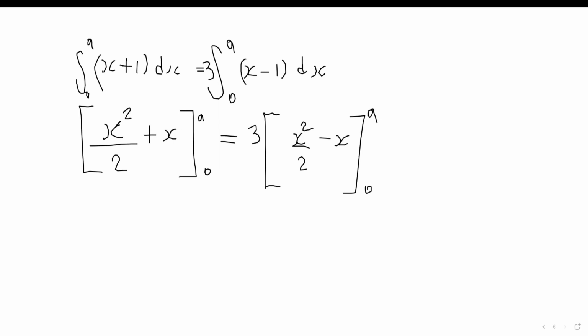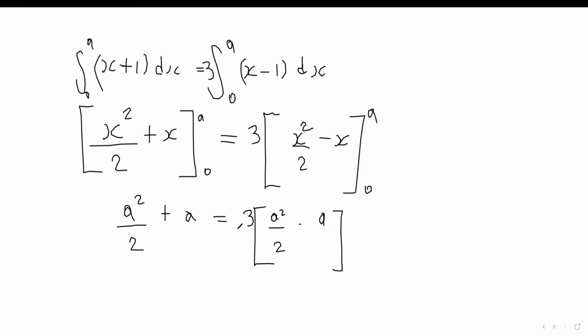Now let's plug in a. Plugging in a, you're going to get a squared over 2 plus a, and that's equal to 3 times, in brackets, when you plug in a on this side, you get a squared over 2 minus a. Now you might say, sir, when you plug in 0?